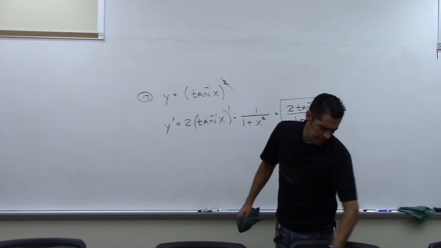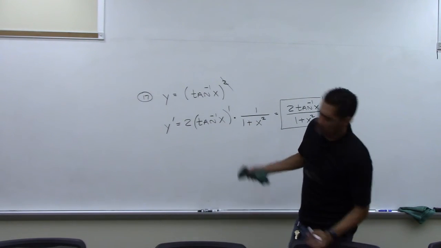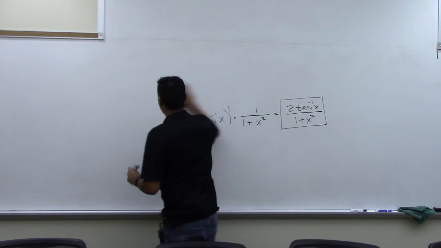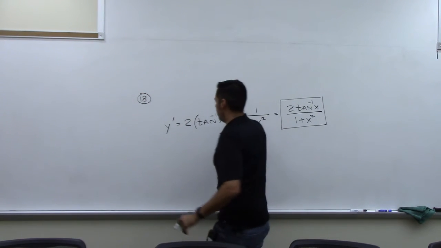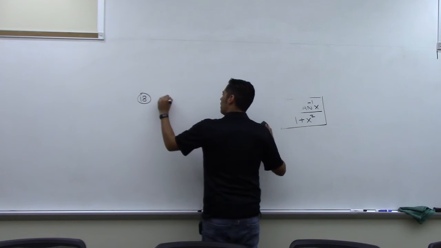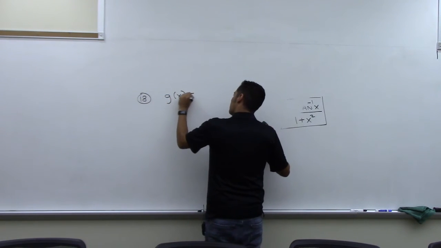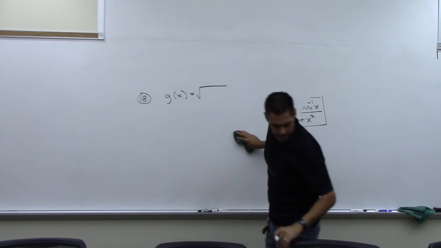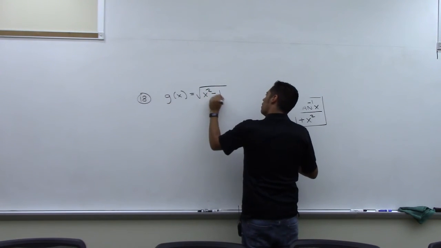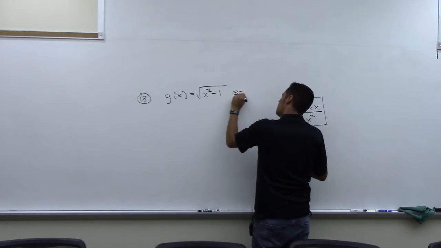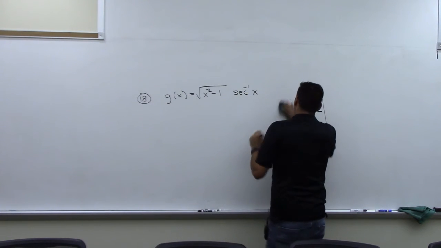All right, 18. G of x. Ooh, did I turn my microphone on? Okay, good. G of x equals root x squared minus 1 times secant inverse of x.